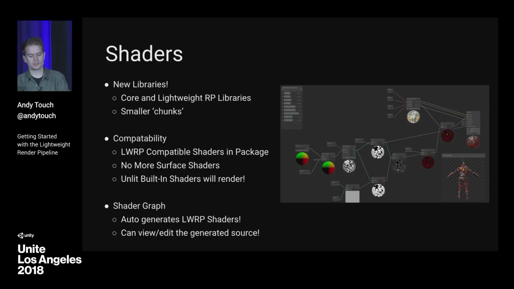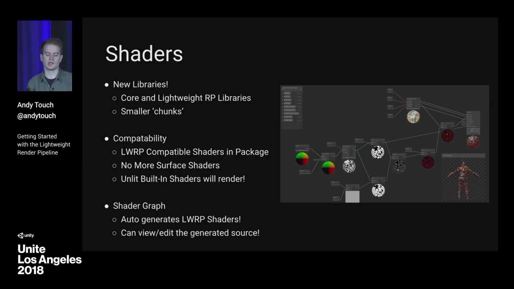Shaders. There are new core shader libraries and lightweight render pipeline shader libraries, and these are split up into smaller chunks. Rather than having one big CGINC file, which includes a lot of methods and a lot of things, they're instead split into smaller pieces. When you look through the lightweight shaders, you'll notice they're referencing individual HLSL files.